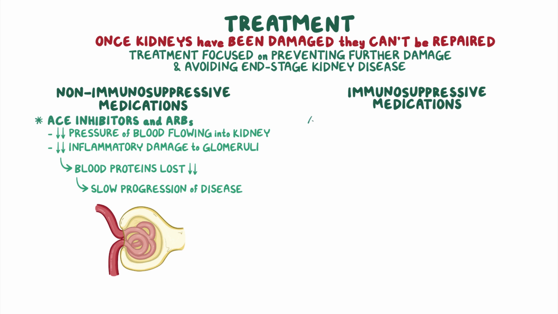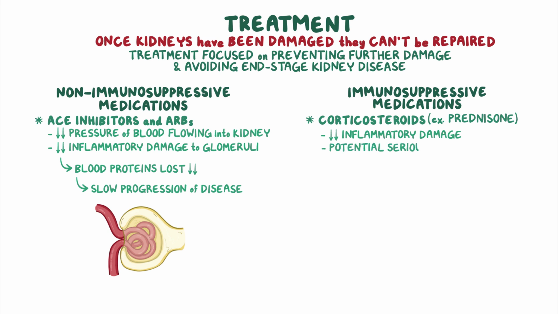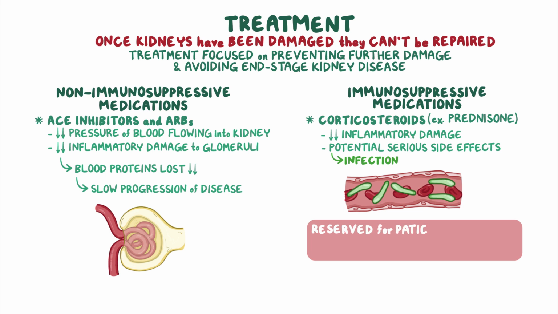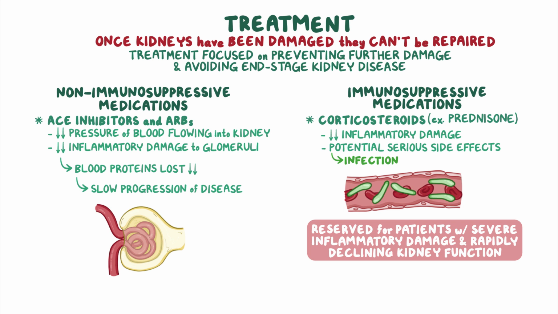Immunosuppressive medications like corticosteroids, for example prednisone, can reduce the inflammatory damage in the glomeruli, but due to potential serious side effects like infection, such treatment is reserved for patients with severe inflammatory damage and rapidly declining kidney function.